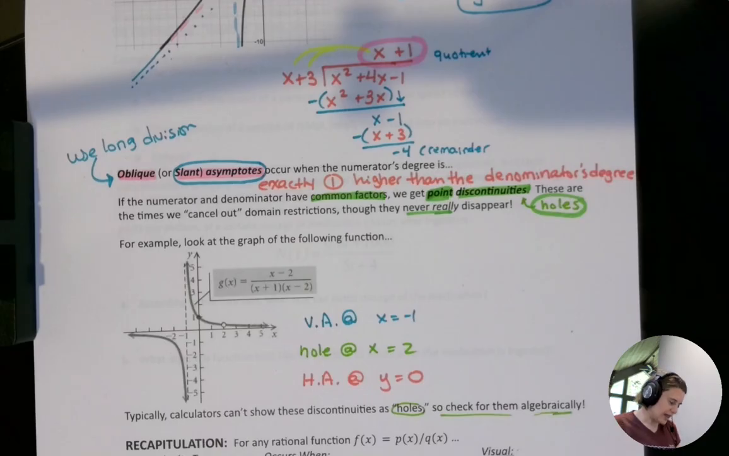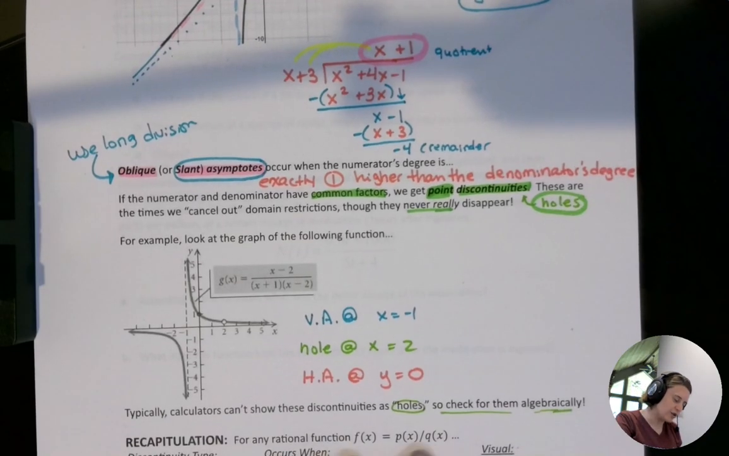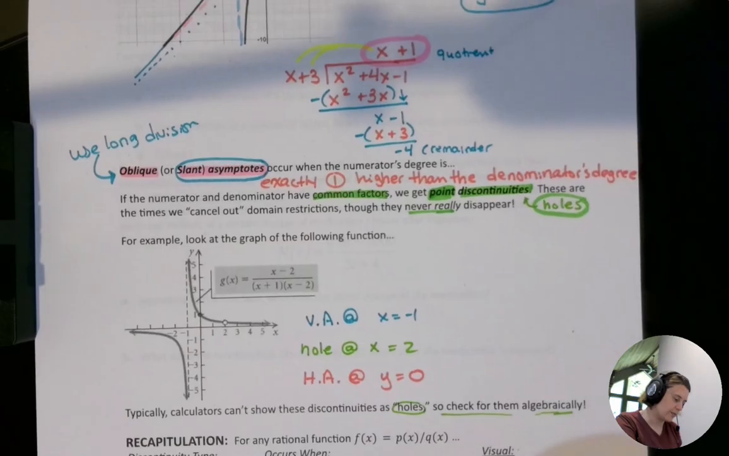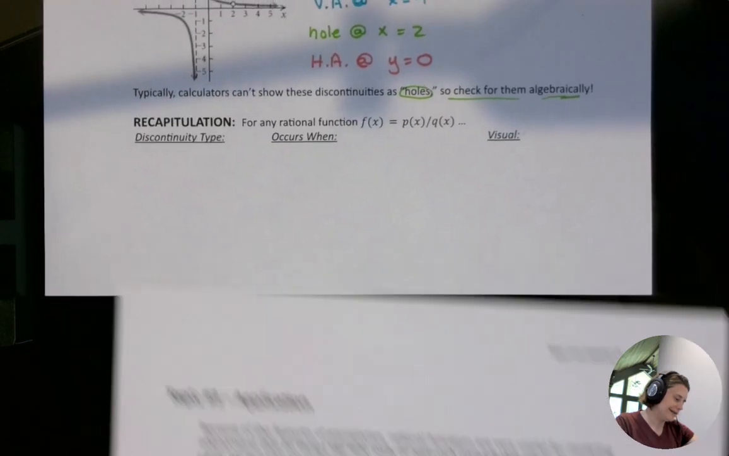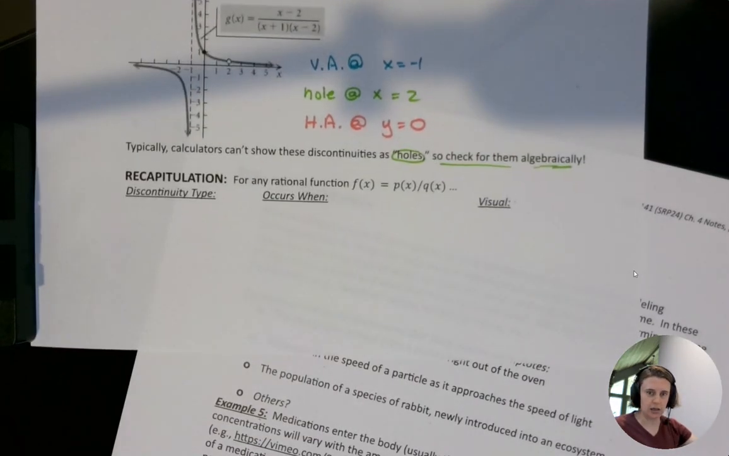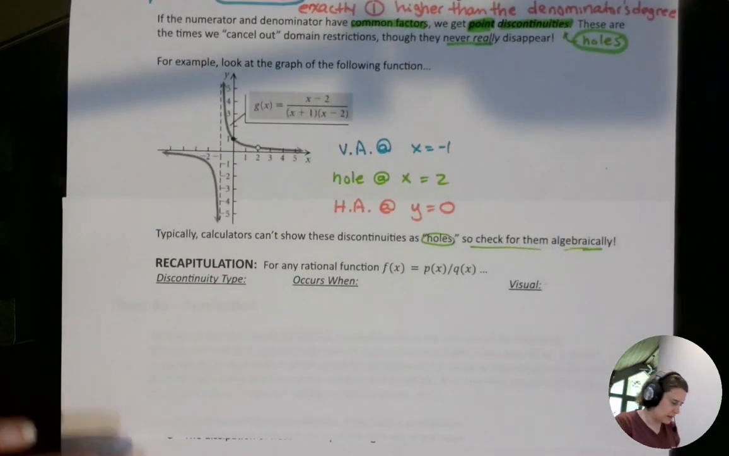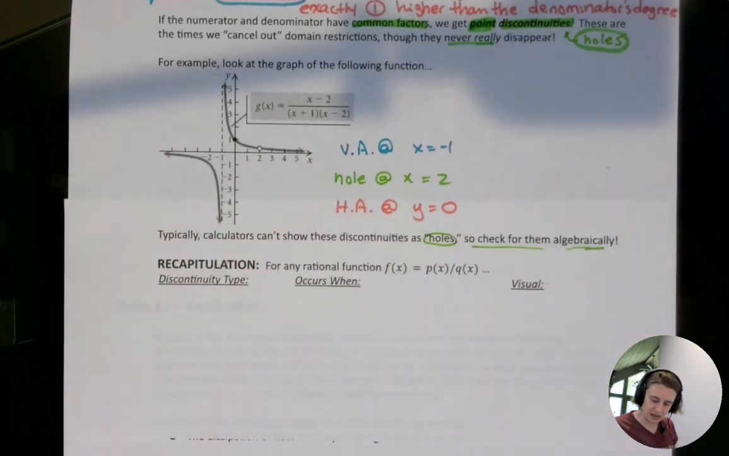Okay, so recap, for any rational function, f of x equals p of x over q of x. Again, this should be on the next page. Hang on a second. Looks like it's on its own. We just need to squeeze everything in on the bottom of my page, and hopefully you've got enough space to write.